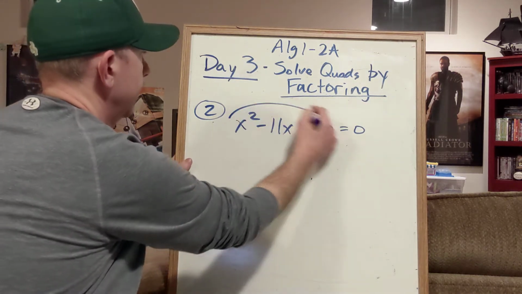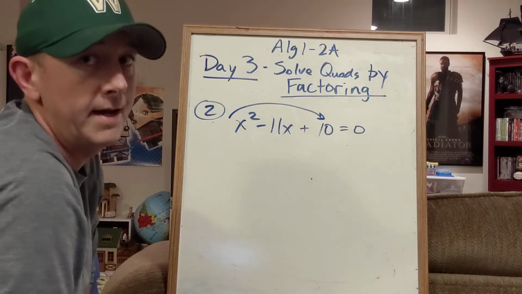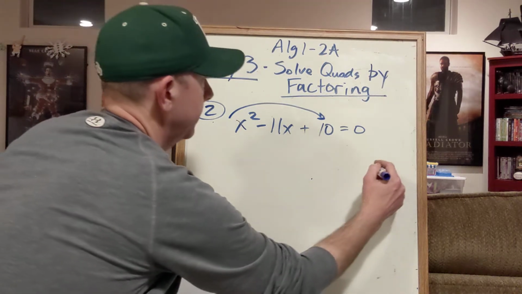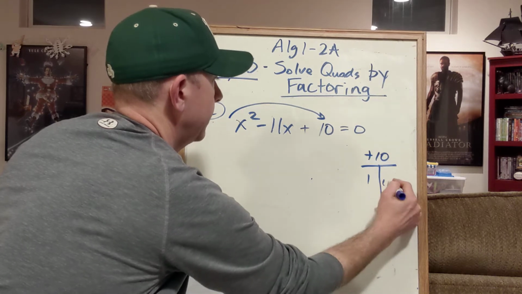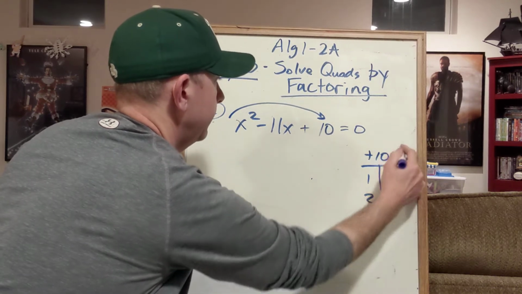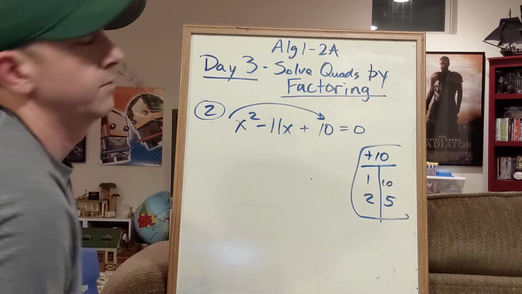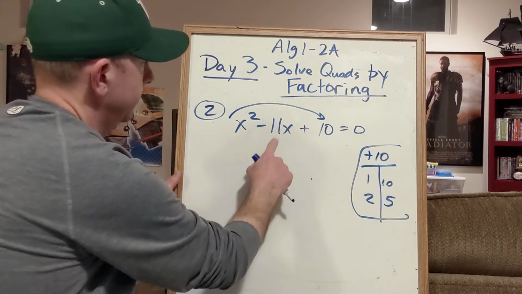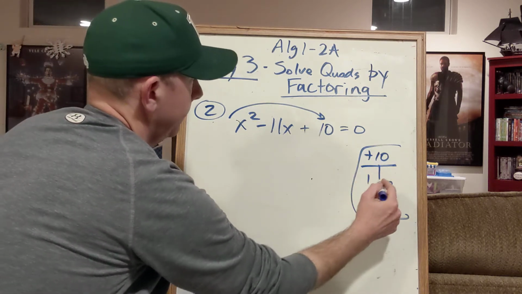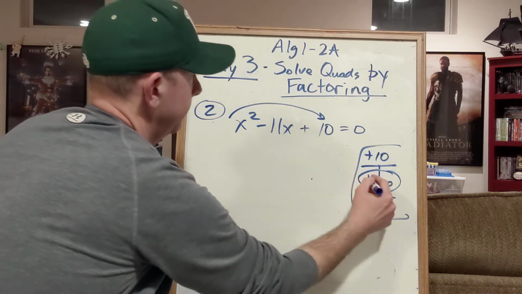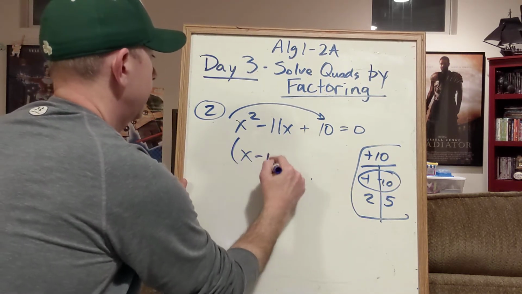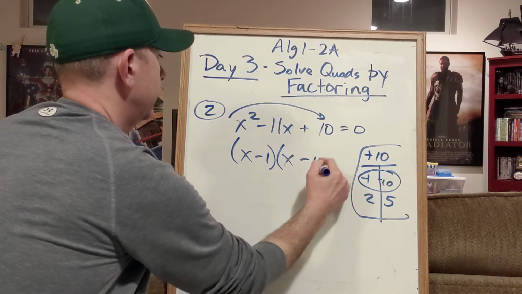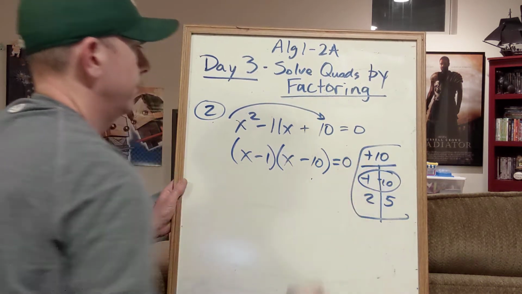So we go back. I know you guys are going to be excited about this. We've got a times c. So we're looking at factors of positive 10 again. So we got 1 and 10, 2 and 5. Now, which one works for what we need is the one that combines to 11. Now, because it's negative, these will both be negative. And so we factor it into x minus 1 times x minus 10 equal to 0.